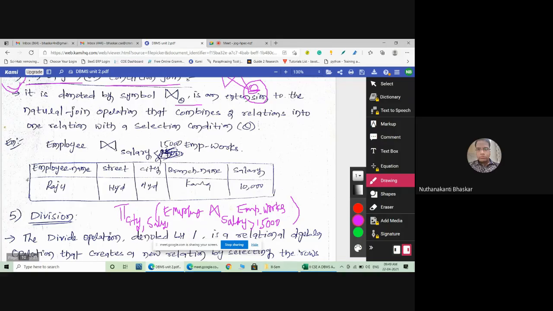So this is the answer. I am displaying complete employee information. If you particularly want any columns, then you can use the pi operator, the projection operation. Then you can project whatever attributes you want. Clear this? All of you clear this?